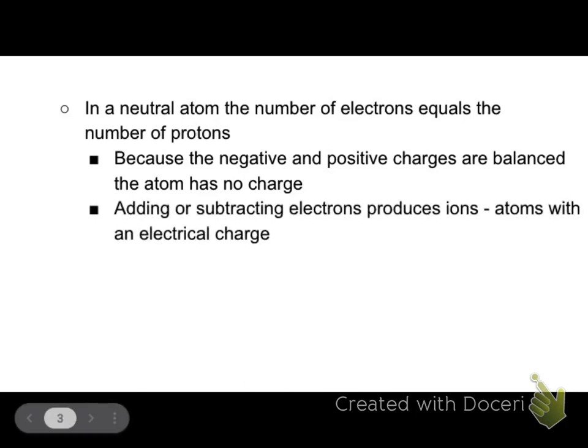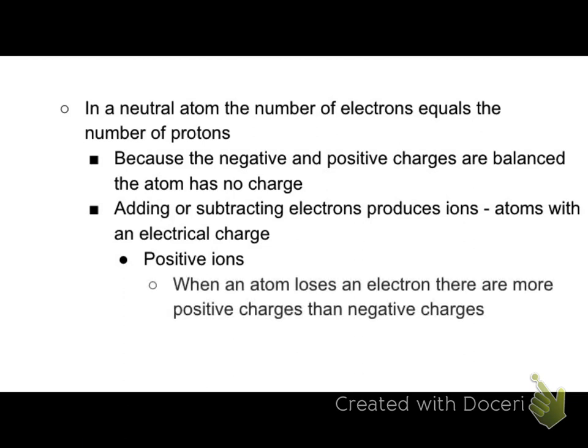Adding or subtracting electrons from an atom produces what we call an ion. An ion is any atom or group of atoms that has an electrical charge on it. It's possible to create positive ions. Positive ions are created when atoms lose an electron, and there are then more positive charges than negative charges.